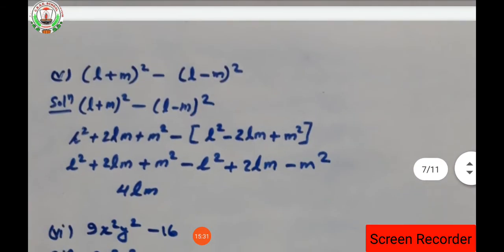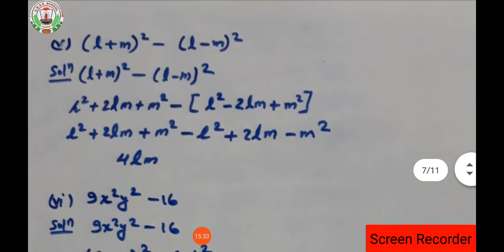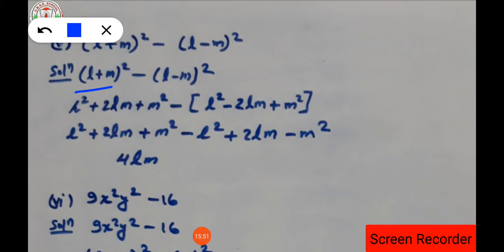Clear everyone? Similarly for the fifth and sixth parts. Since here we have the identity, first we have to expand it. The identity that will be used is (a + b) the whole square. Here a value is L and b value is M. So it can be expanded as L square plus 2LM plus M square.